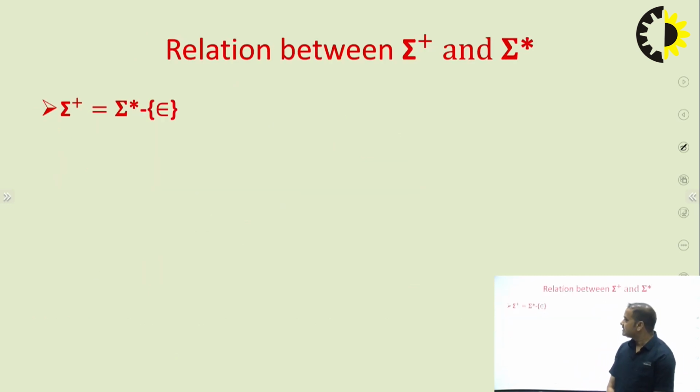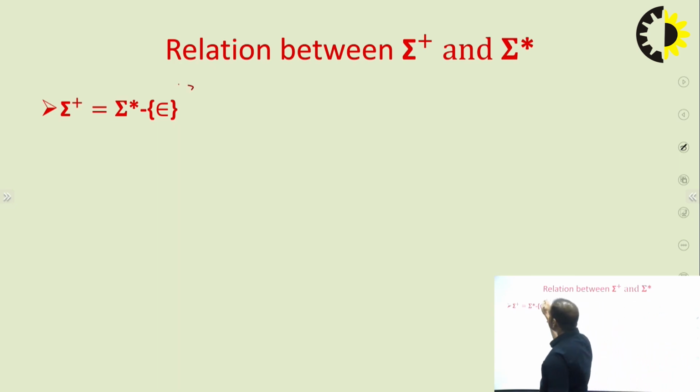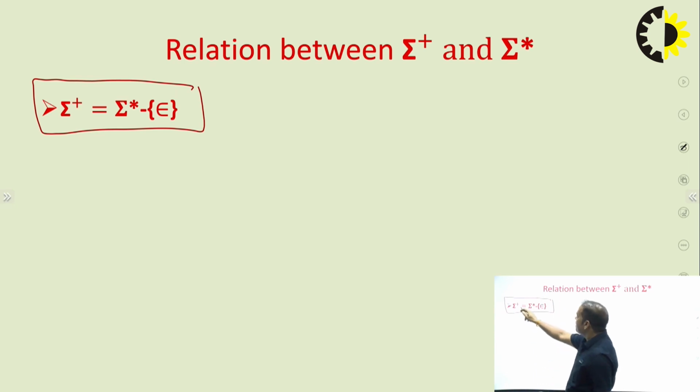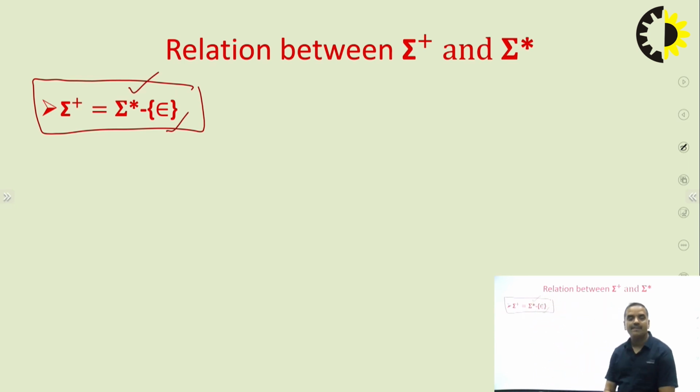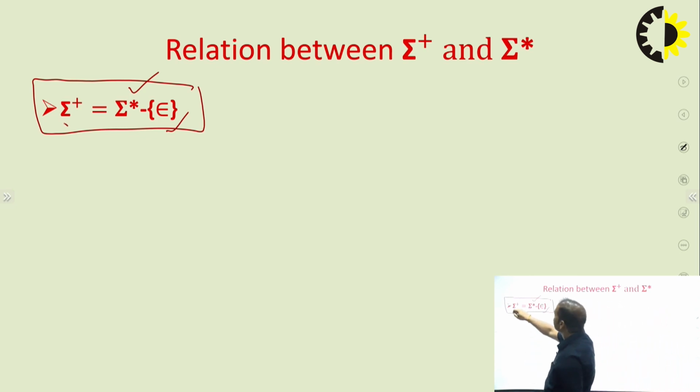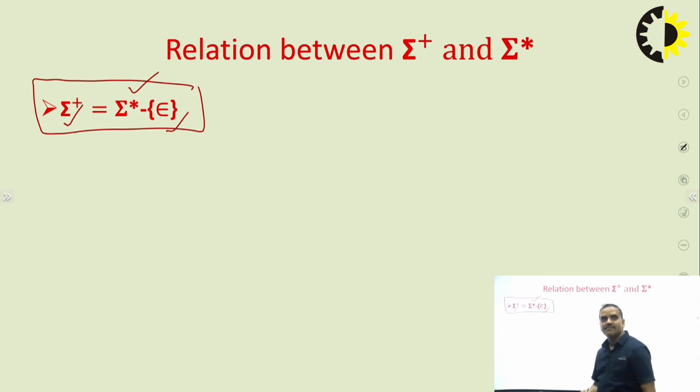Now, this is the relation between sigma plus and sigma star. Sigma plus equals sigma star minus null. If we remove null from sigma star, then we get sigma plus. This is the relation between sigma plus and sigma star.